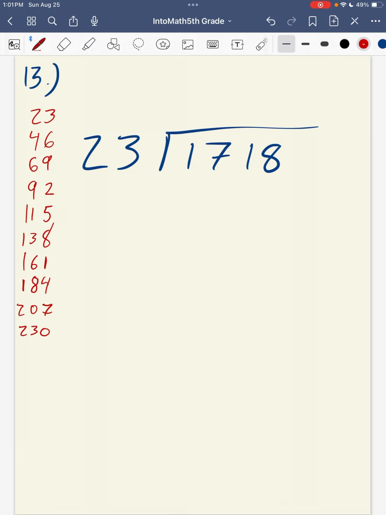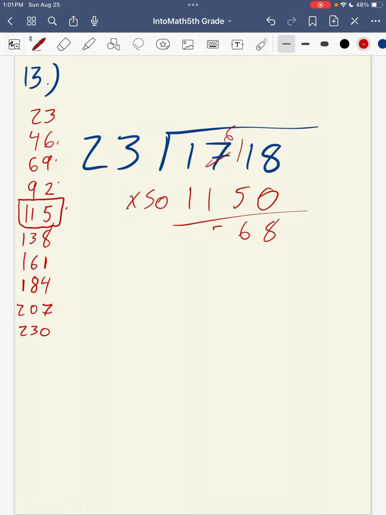Let's see if I got anything that's close. 115, that would be times 1, 2, 3, 4, 5. But this would be 50 because I want to subtract 1,150. Like so. All right. Subtract: 8 minus 0 is 8. Can't do that, so I regroup. 11 minus 5 is 6. 6 minus 1 is 5. All right, 568.